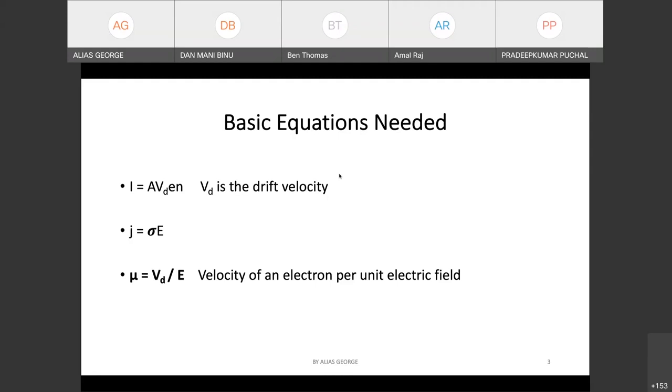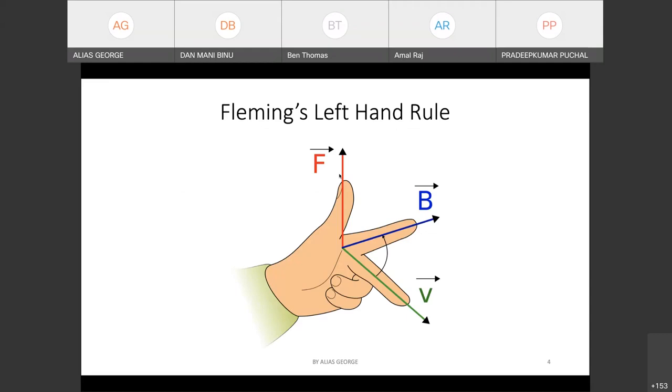One more thing, you may be familiar with Fleming's left-hand rule. This applies to a charged particle when there is a velocity and a magnetic field, and the force will be in the direction of the thumb. You know that. Okay. So I will stop the sharing and go to the derivation of Hall voltage now.